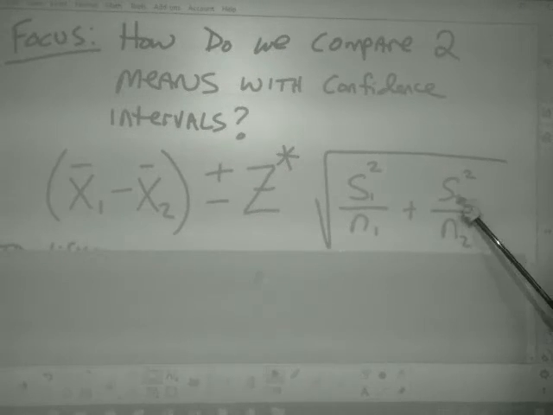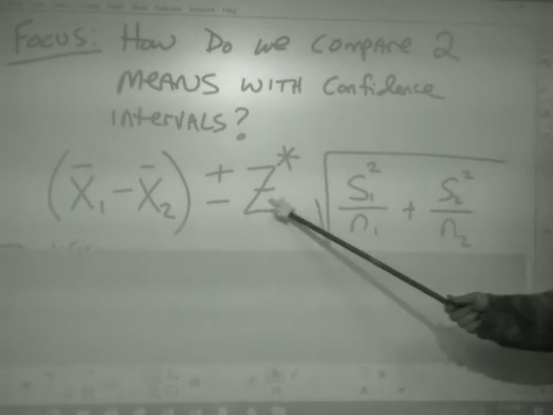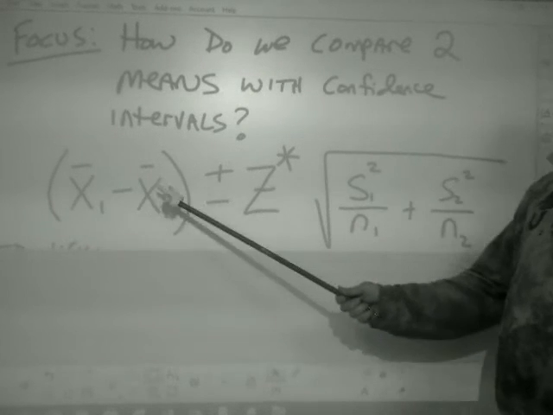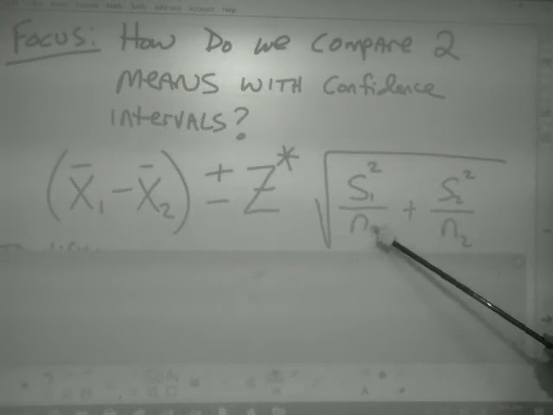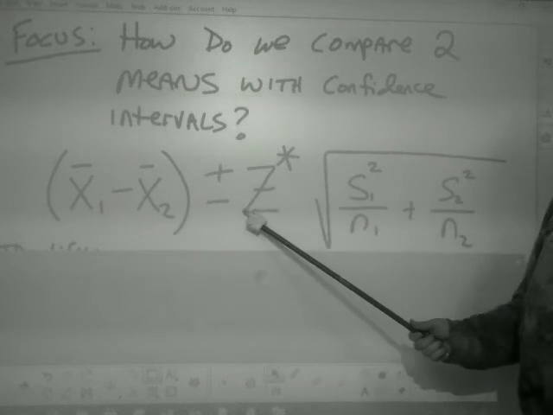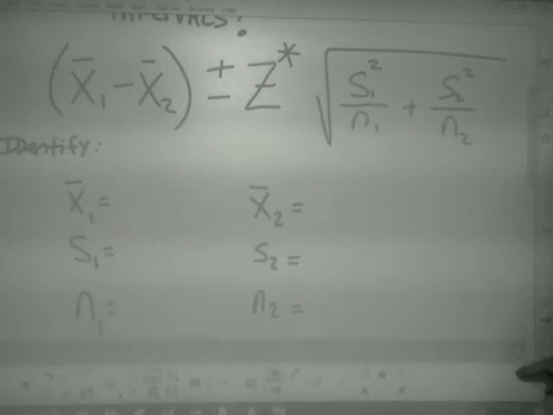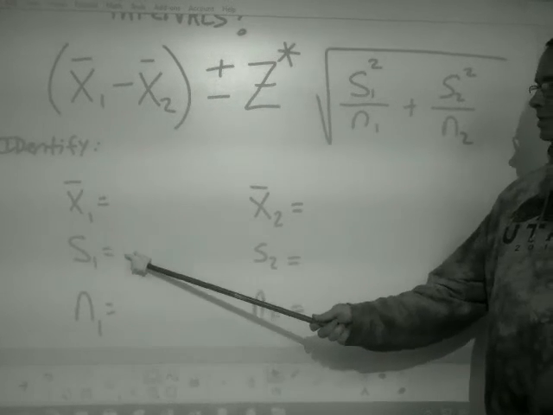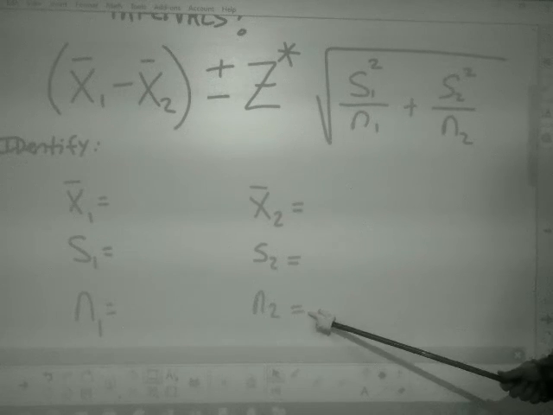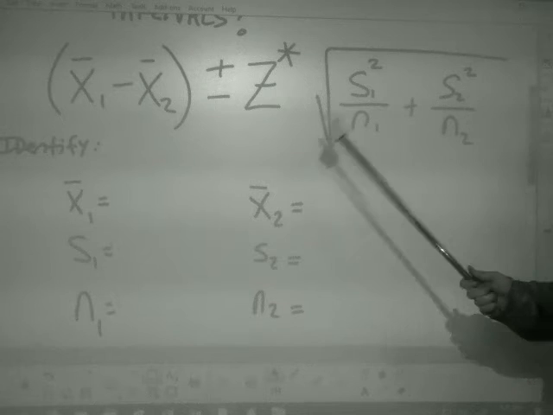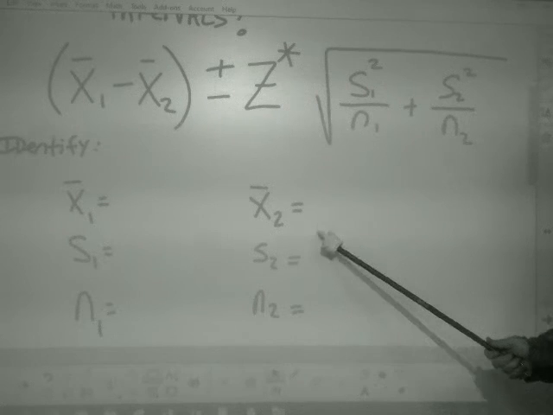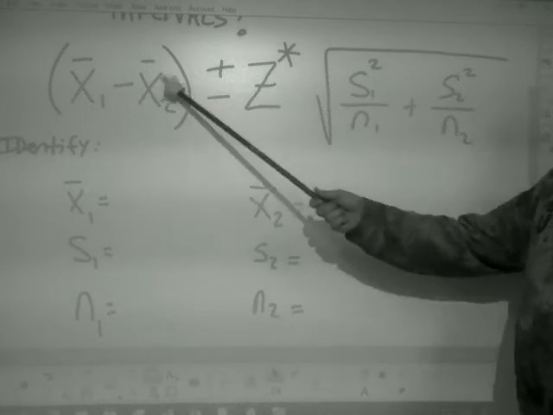Either this information will be given to you in a problem, or again, you'll have the data. You'll run the test on the calculator, and it will give you your x bars, it'll give you your s's, it'll give you your n's, and the z star we read from the chart. So in order to make this happen, we have to identify all of these pieces. So if they give you a problem without data, you're picking these pieces out of the word problem. If they give you a problem with data, you're going to run the test on your calculator, and from the output that the calculator gives you, you still have to identify all of these pieces so you can use them in the formula.